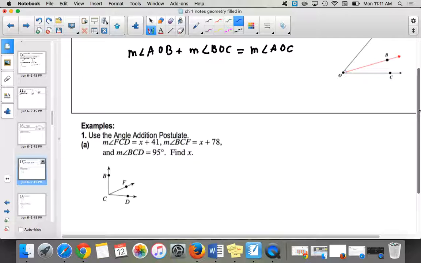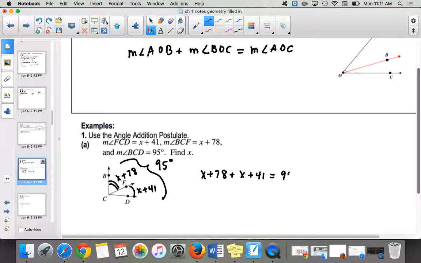So we're going to use that here. Number 1 says use the angle addition postulate. The measure of FCD is equal to x plus 41, so FCD is here, x plus 41. And then BCF, this angle right here. I'm going to use a different marking. Notice how I used one swoop here; I'm going to use 2 swoops here, which means that they aren't the same thing. It is x plus 78. And then it says that BCD, the whole thing, is 95. So how do you think we would create the equation? It's just going to be x plus 78 added to x plus 41 equals 95. And we solve it out.